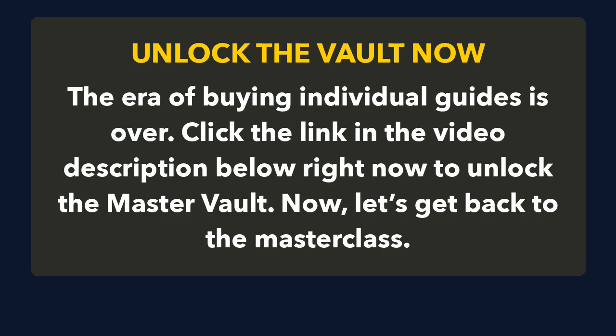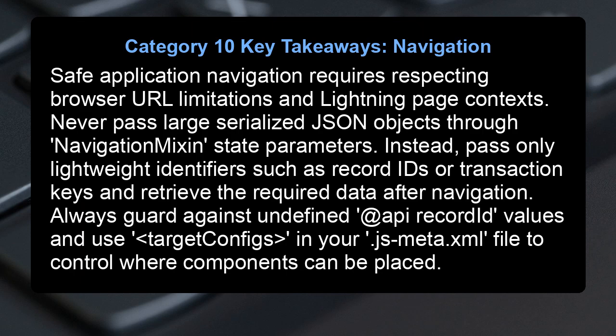Now, let's get back to the masterclass. Category 10 Key Takeaways. Navigation. Safe application navigation requires respecting browser URL limitations and Lightning page contexts. Never pass large serialized JSON objects through NavigationMixin state parameters. Instead, pass only lightweight identifiers such as record IDs or transaction keys, and retrieve the required data after navigation. Always guard against undefined API record ID values, and use the targetConfigs tag in your .js-meta.xml file to control where components can be placed.